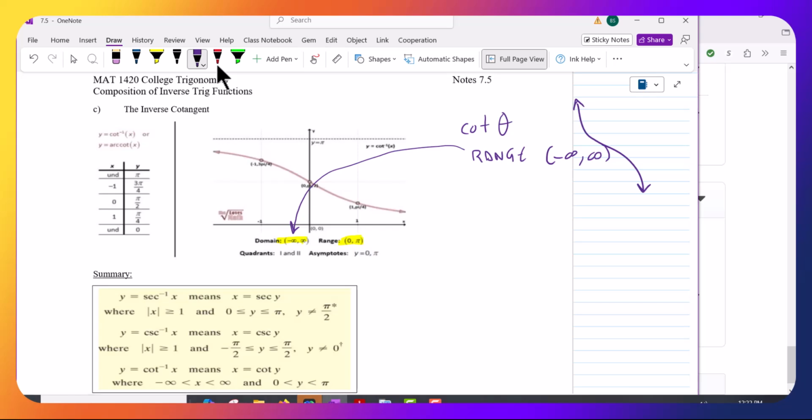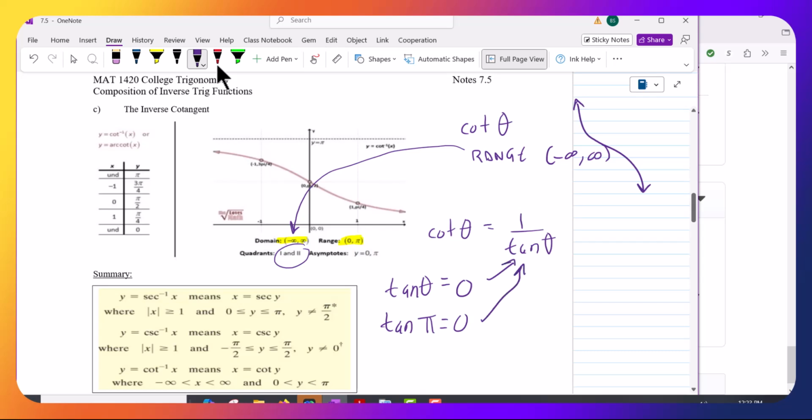Since our range is 0 to pi, we're going to be in quadrants 1 and 2, and we exclude those endpoints. Remember that the cotangent of theta is 1 over the tangent of theta. The tangent of 0 is 0, and the tangent of pi is also 0, so you cannot have a 0 denominator. That's why the parentheses are in that range.